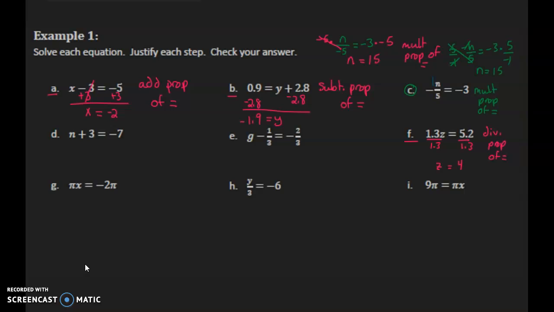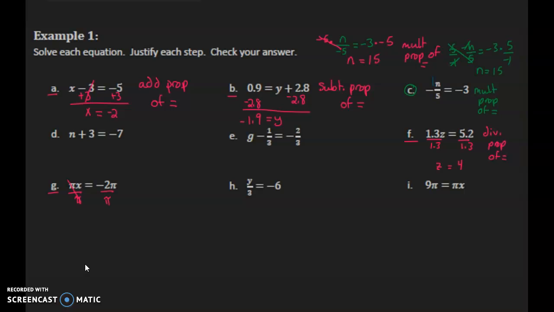Before we end this example, I do want to make sure that we cover something with a pi in it. So let's look at example G. It says pi x equals negative 2 pi. Remember, pi is a number, x is a variable. So we want to get the x by itself. It's multiplying times pi. So the inverse of multiplication is division. So we're going to divide both sides by pi.